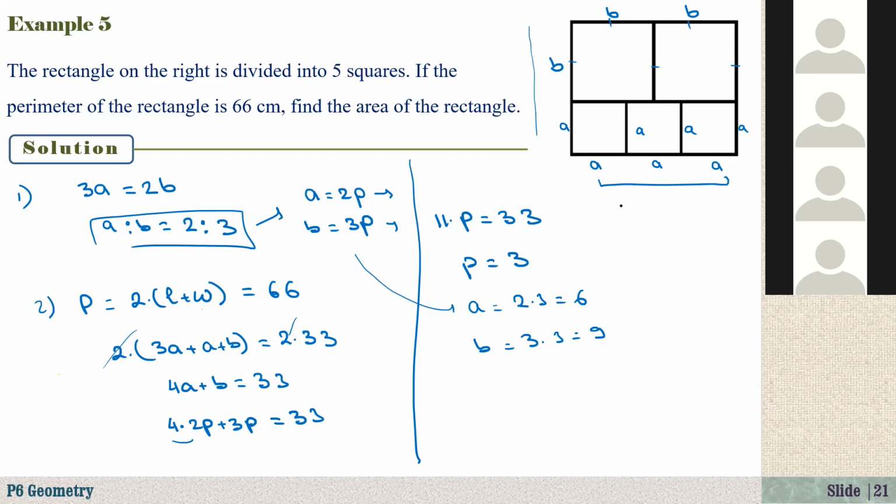Okay. So as you see here, the length of this one is 3A. A is 6, so it is 6 plus 6 plus 6, that's equal to 18. And how about width? A plus B. A is 6, B is 9. So that's equal to 15. We need to find the area of the rectangle. Then the area of the rectangle is 15 times 18. That's equal to 270 cm squared.